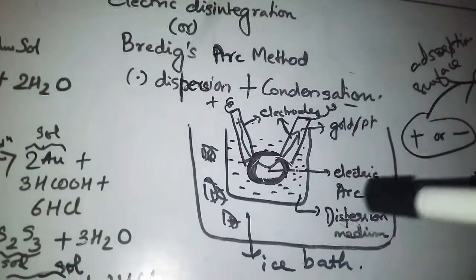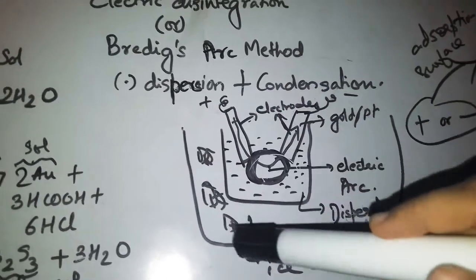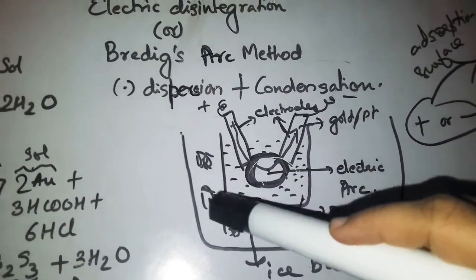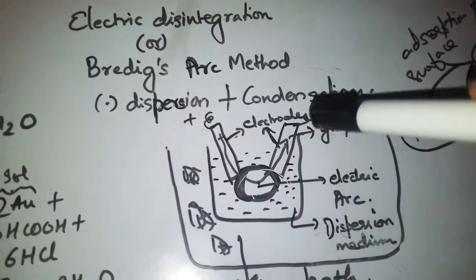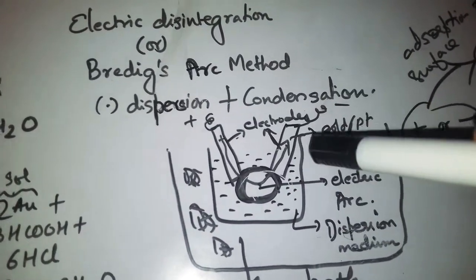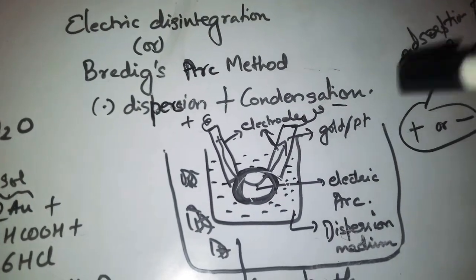For that we have an ice bath which is filled with many ice cubes. Okay, this is an ice cube. I'm not that good at drawing, so please adjust. Then another beaker is immersed in that, and we have two electrodes, gold, platinum, anything.